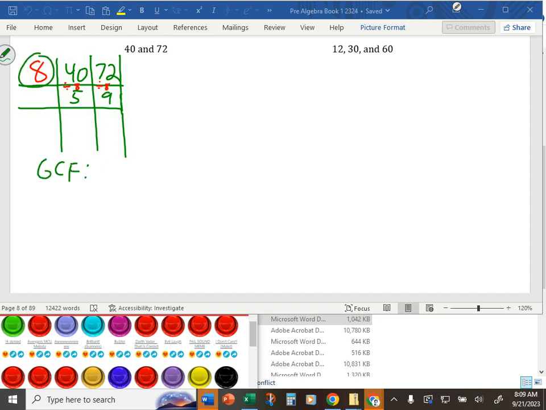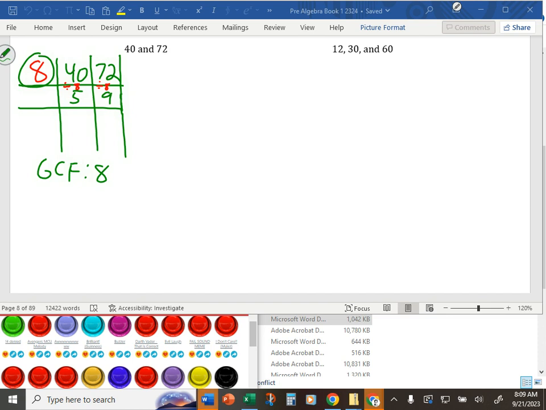Our GCF is 8. So we didn't have to know all the factor pairs. You didn't need to know that 12 goes into 72 or 18 or 36. You just needed to know that 8 goes into each of them, divide, and then nothing else goes into both 5 and 9. You got your answer.